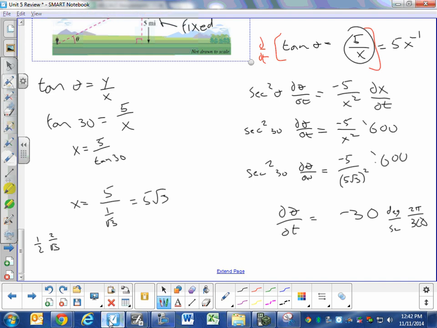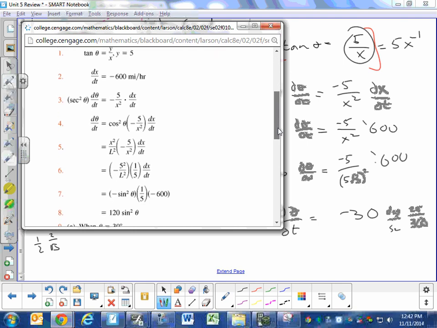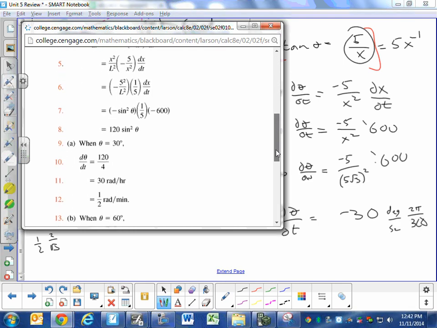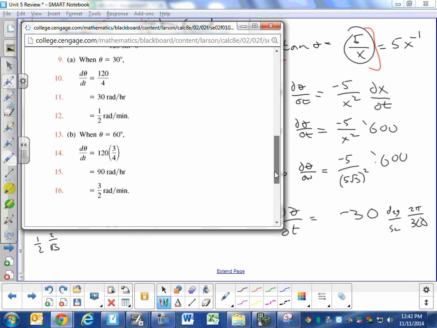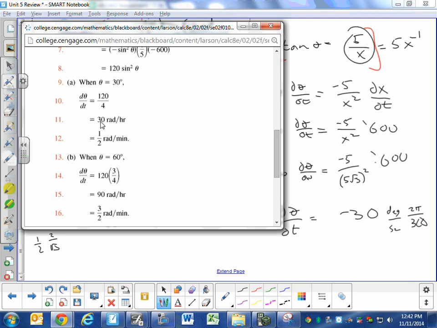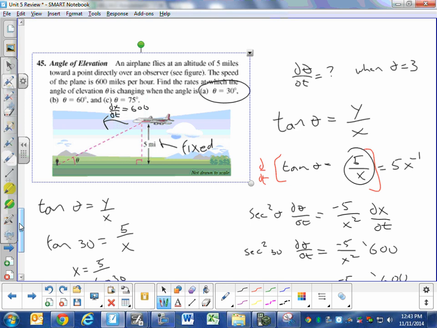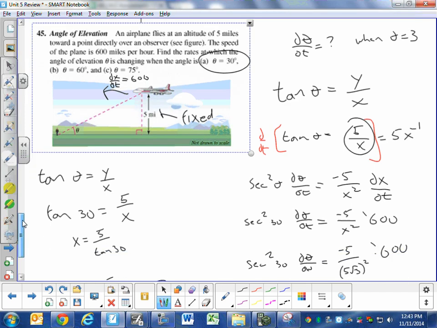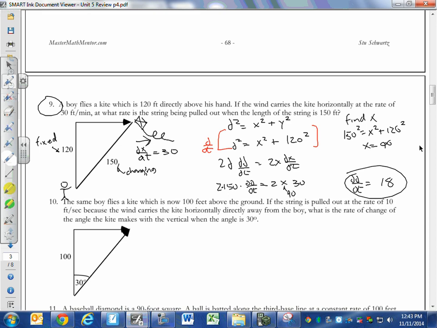I feel like I got the wrong answer. Three halves rads per minute. They got 30. Oh, there you go. We got degrees per whatever. It's fine. I don't know what they're doing in the back of the book. They changed to rads. I have degrees. Whatever. Okay. All right, but that's the angles. That's how you have to deal with angles. You have to use your trig equation.